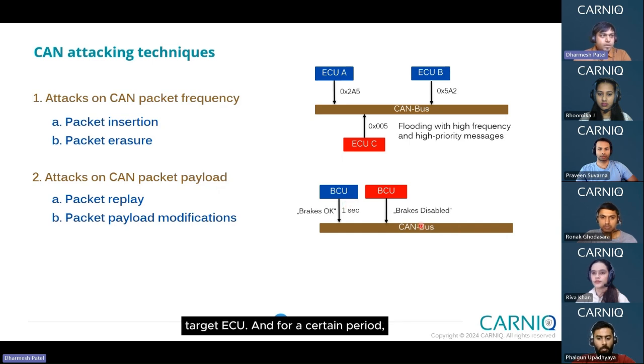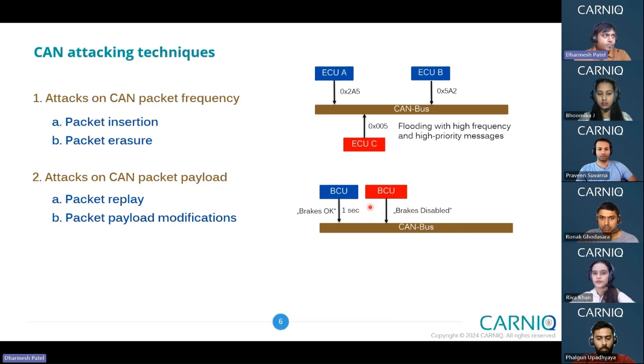And for a certain period, let's say 4 or 5 times, or in between 2 or 3 seconds, he impersonates himself as the brake control unit and sends a brake disable message, and after that again the normal message will be transmitted. So what happens here is, with this disturbance where the original message did not reach the target ECU, it may lead to malfunction of the system, or it may also lead to problems in other parts of the system. So this also will be a dangerous situation.